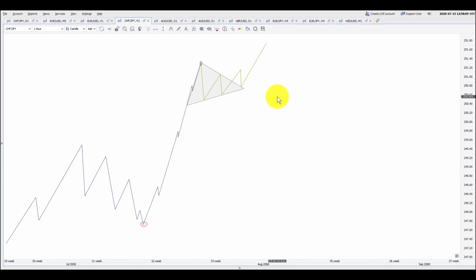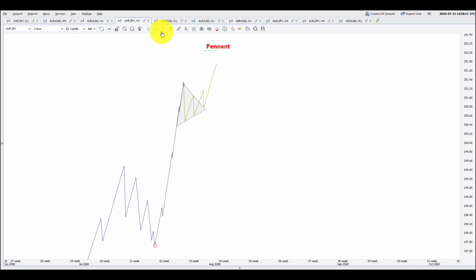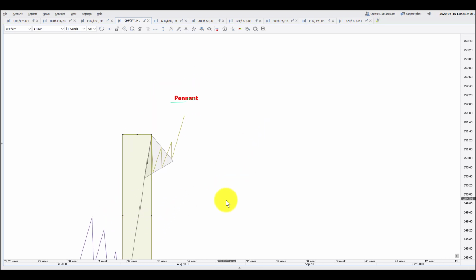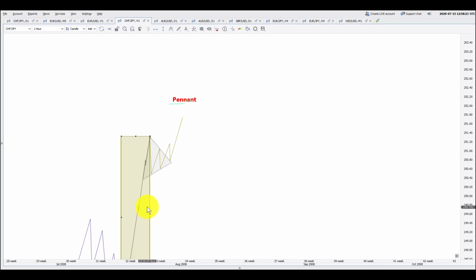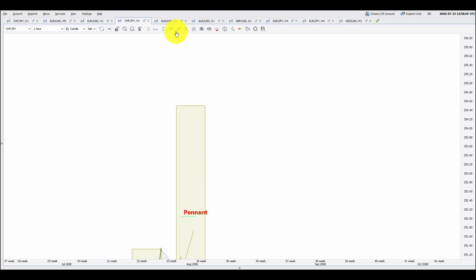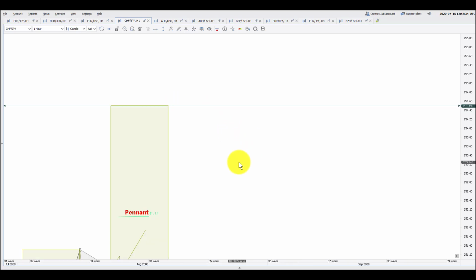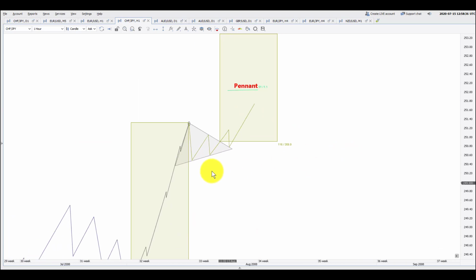Now what will be the target, friends? It is very easy for this pattern. The target for this pattern is the height of the pole. So you just measure this and then clone it and move it upwards from the breaking point. This is the breaking point, so this will be a target for this. It is a very simple pattern to understand. I hope you got it.